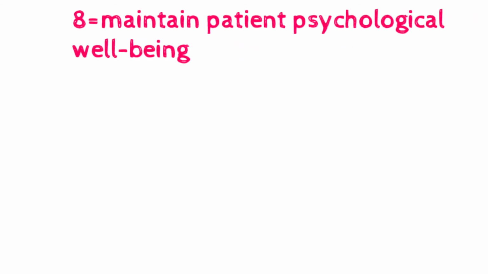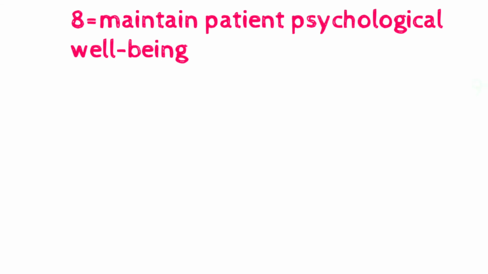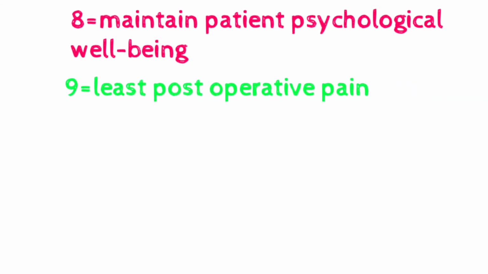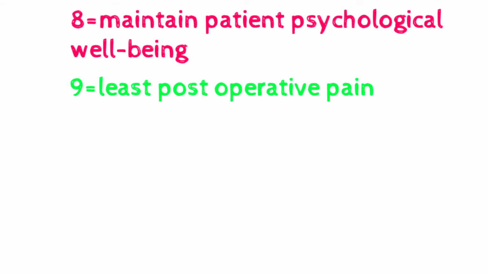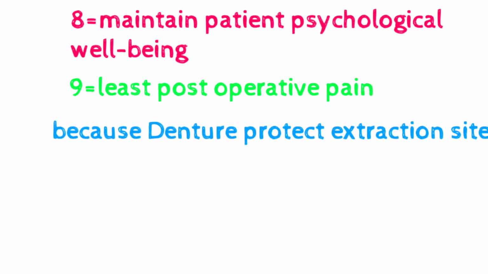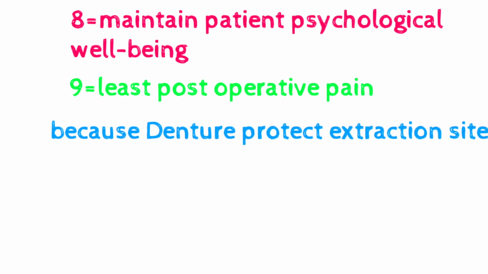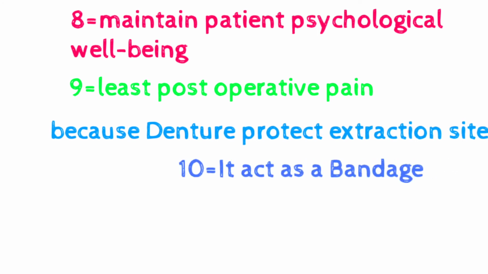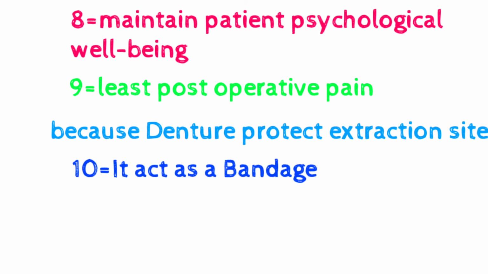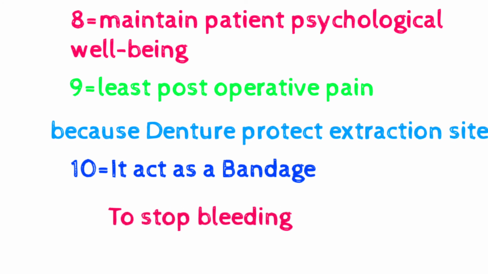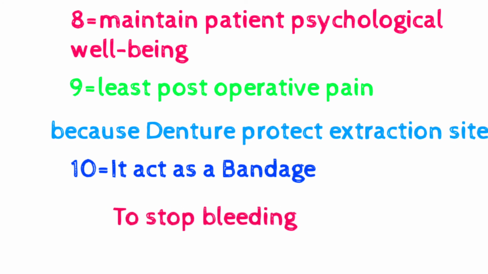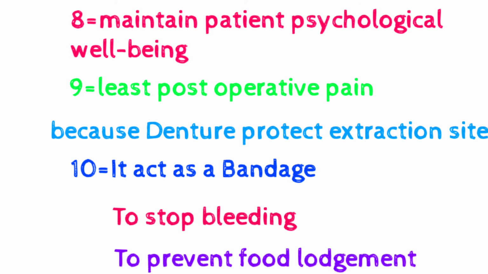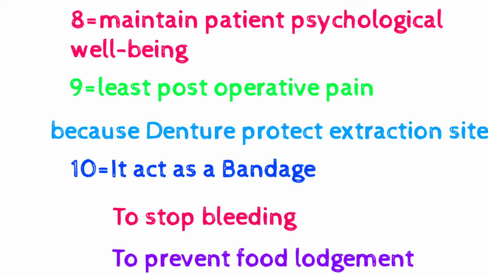Number eight, maintain patient psychological well-being. And the ninth is the least post-operative pain, because immediate denture protects the extraction site. And number 10, it acts as a bandage. How does immediate denture act as a bandage? Number one, to stop bleeding. Number two, to prevent food lodgement. These are the advantages.